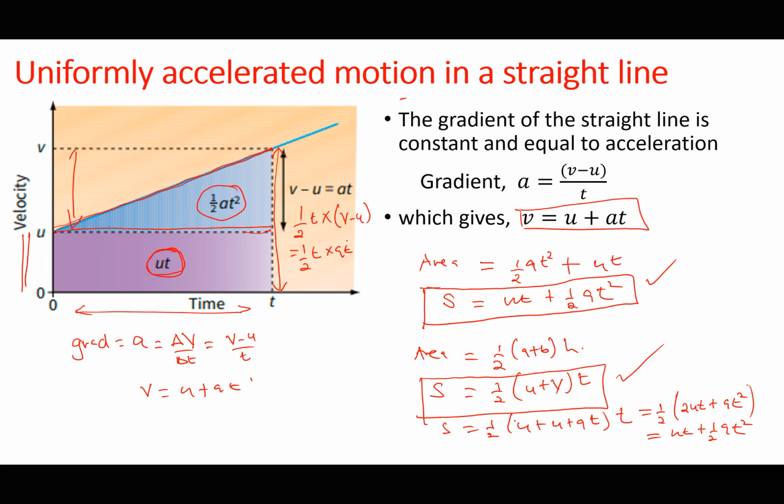So we have s is equal to ut plus a half at squared. S is equal to a half into u plus v times t, which is still the same equation as before. So far we have now three equations. Even though the second equation and the third equation are almost the same, we just modified one to get the other one. So these are called equations of motion.